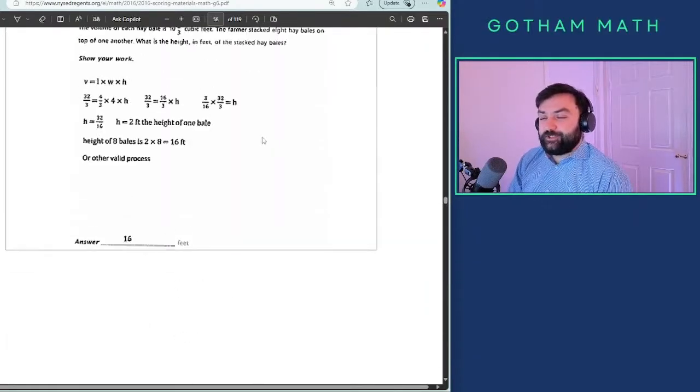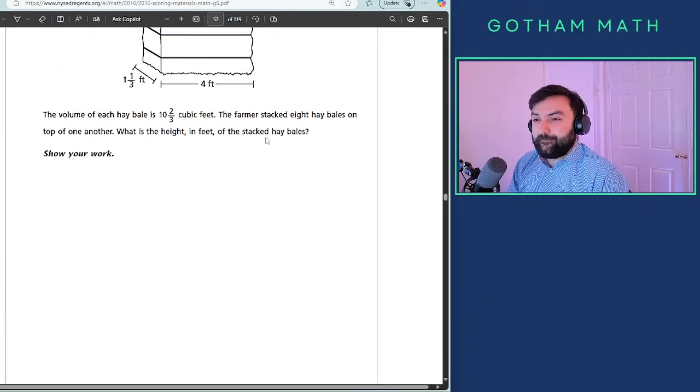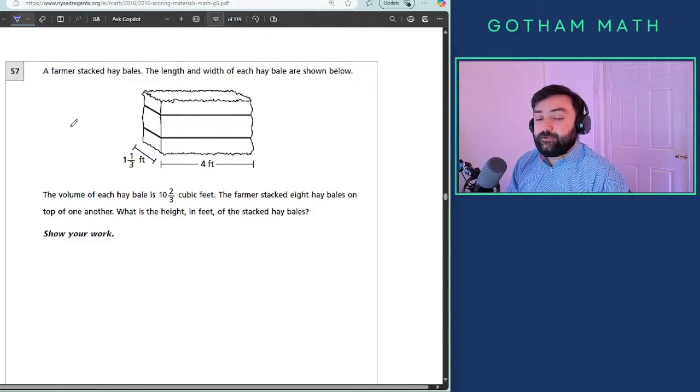So that's an interesting question, right? So what are we dealing with? A farmer stacked hay bales. The length and the width of each hay bale are shown below. The volume of each hay bale is given, and the farmer stacks 8 hay bales on top of it. What is the height in feet of the stacked hay bales? So we just have to find that height, right?